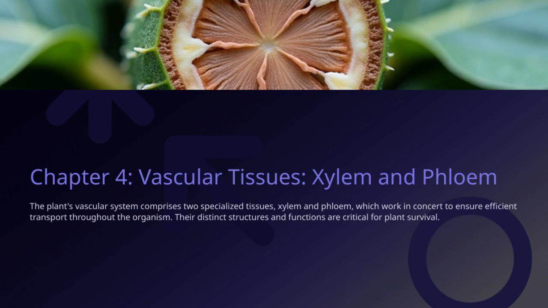Understanding how these tissues function and cooperate is key to appreciating how plants grow, thrive, and adapt to their environment. This chapter focuses on these vascular tissues because they are fundamental to the plant's life processes and overall health.